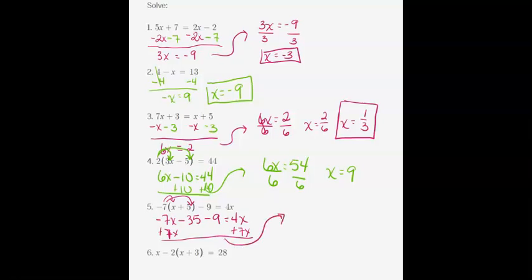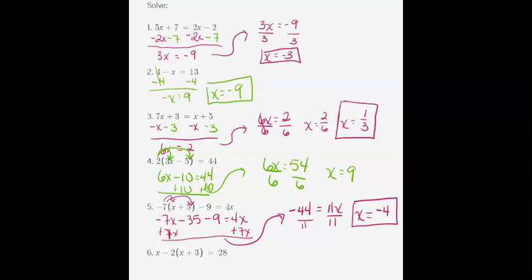Negative 35 minus 9 is negative 44. Right? And then I'm going to add 4x plus 7x, and when I get that, I get 11x. So now I'm going to divide both sides by 11, because I want to get rid of that 11. And when I do that, I'm going to use my commutative property to switch the x and the 11 around, and I get negative 44 divided by 11 is negative 4, because remember, a negative divided by a positive equals negative.